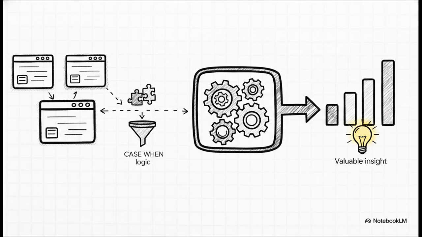And don't get me wrong, this is where the real magic happens. This is where we embed our crucial business logic. We're joining clean components, applying conditional logic with case-when statements, running complex calculations with window functions, and aggregating data to answer really important questions like, what is our monthly recurring revenue? This is where raw data actually becomes business insight.